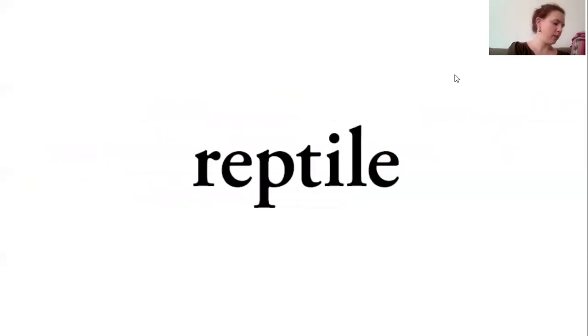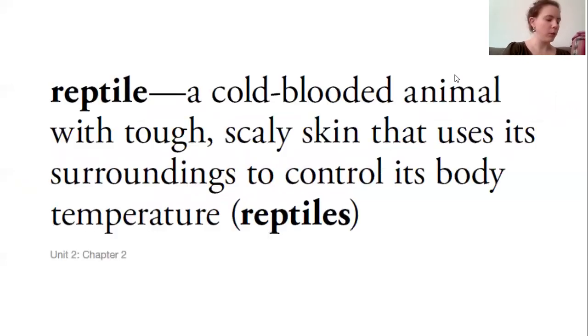We don't have scales. Some other animals like fish and reptiles do. And a reptile is a cold-blooded animal, meaning that they have to get their heat from going into the sun, and they have to stay cool by finding an environment that's colder. A cold-blooded animal with tough, scaly skin that uses its surroundings to control its body temperature.